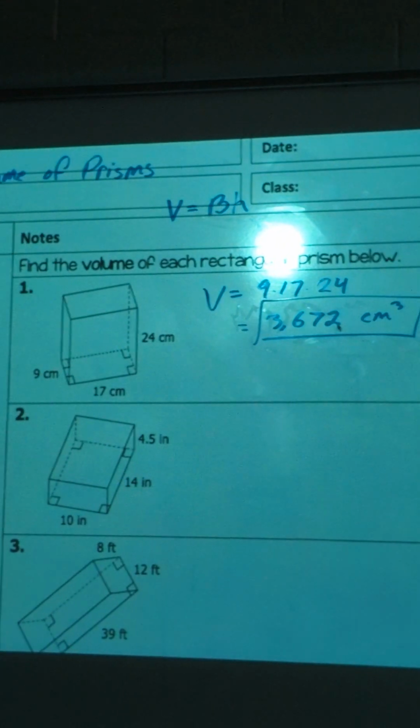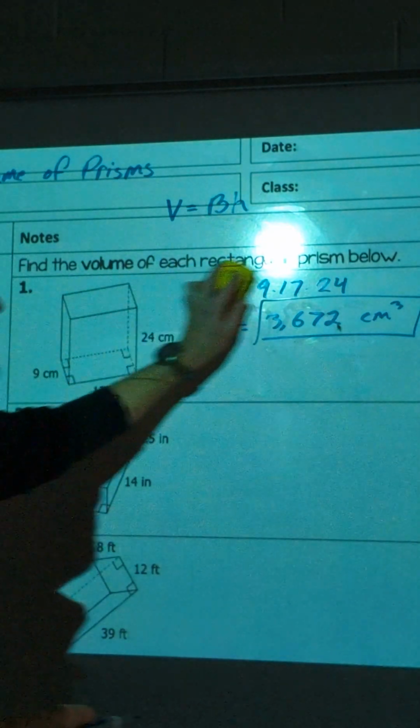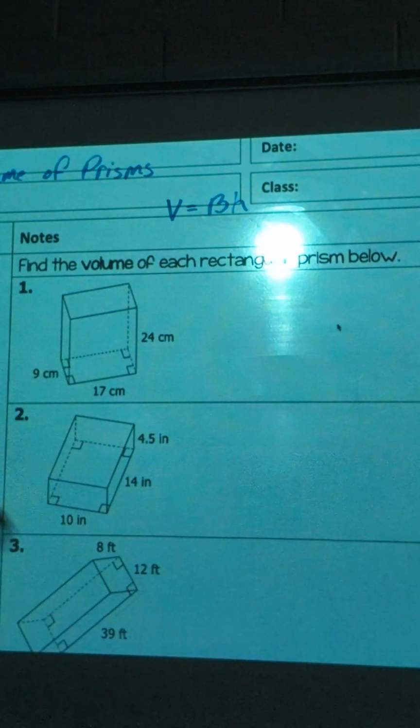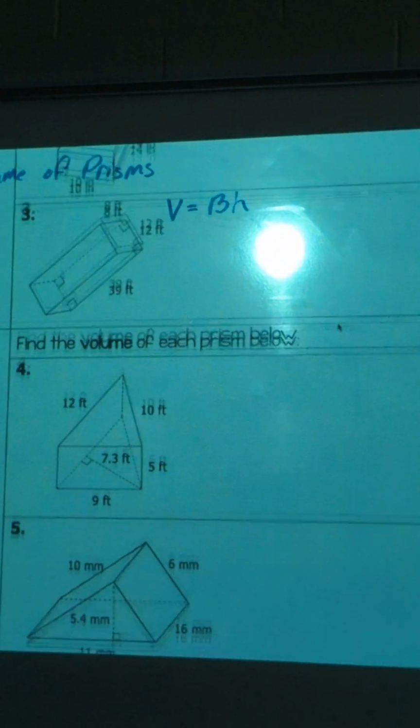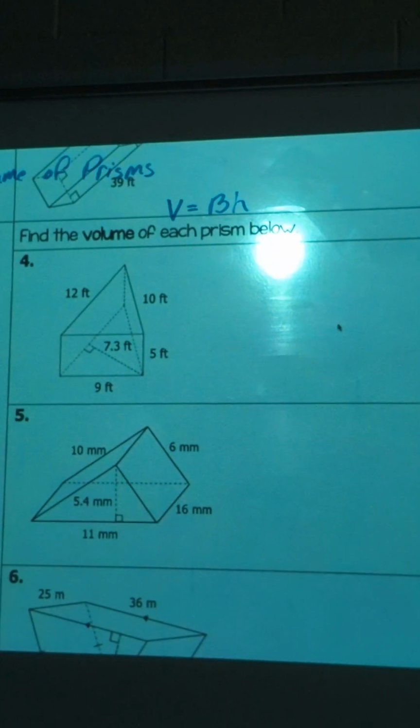Okay. All right. Any questions there? Again, I think rectangular prisms are super easy. Okay. Now let's go on to number 4, I think is where it changes. Yep. Looks pretty silly.